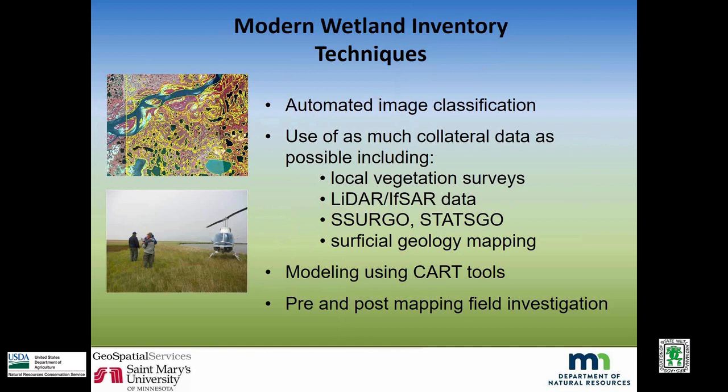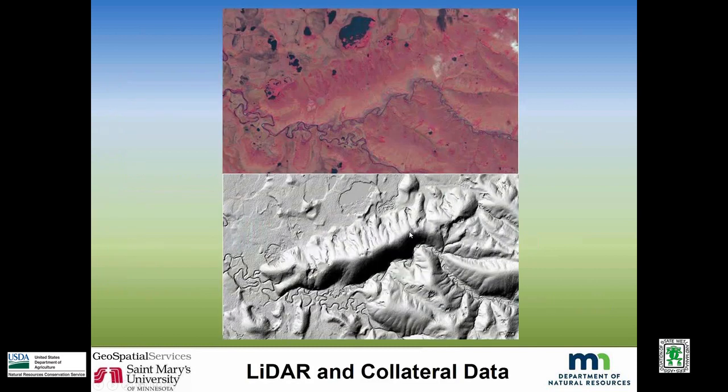We also apply several other data types to the wetland decision-making process, including things like local vegetation surveys, the local soil and statewide soil information databases, SSURGO and STATSGO, which the NRCS folks will be intimately familiar with. And then we're also using different modeling tools. In this case, I'm pulling out CART tools, which are regression tools to analyze and sift through all this data and help us with decision making around how to map them. And of course, there's no substitute for getting out in the field and identifying wetland types before mapping and also verifying wetland types after mapping.